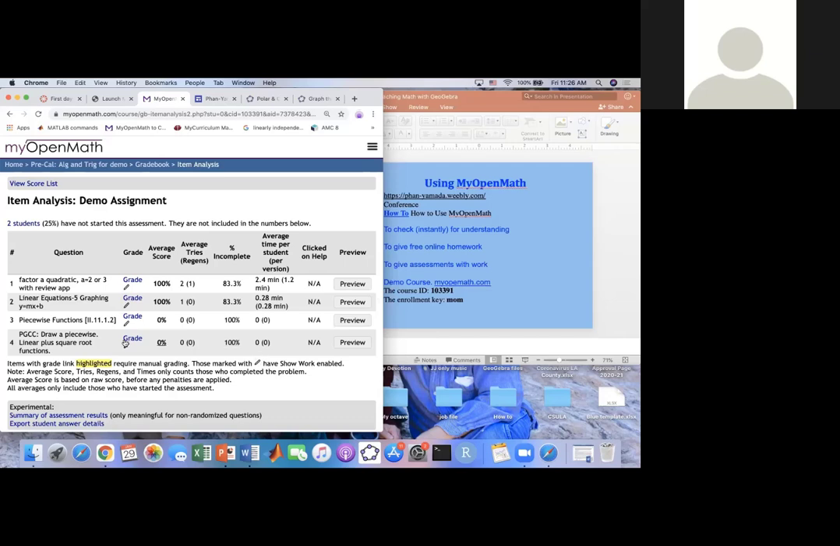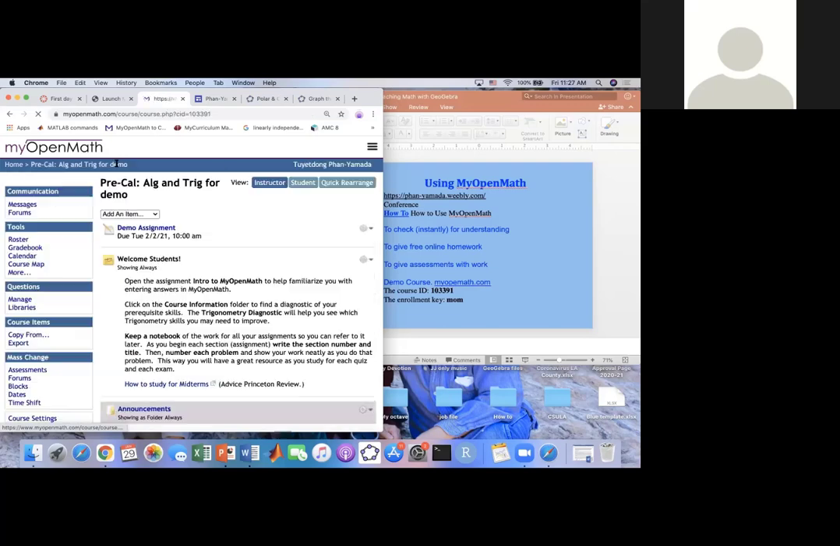So this is how I monitor my student work. I can see their work. I can see where they get it wrong. I can give them some hints for them to do all the work correctly. So I use this one in all my classes right now. You can make one too, let me show you how to make one.